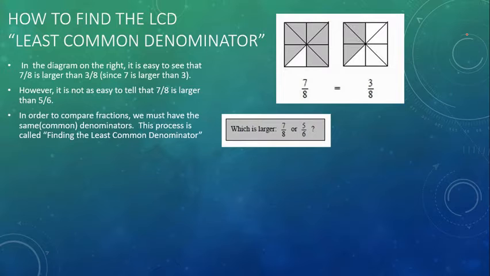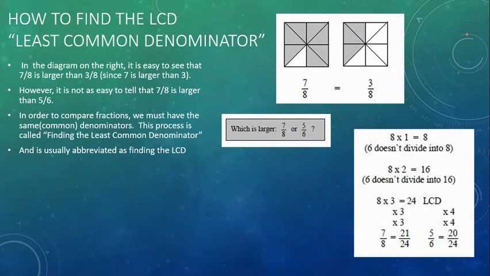In order to compare fractions, we must have the same common denominators. And so this process is called finding the least common denominator, which is usually abbreviated as finding the LCD. Let's take a look at our 7/8 or 5/6.